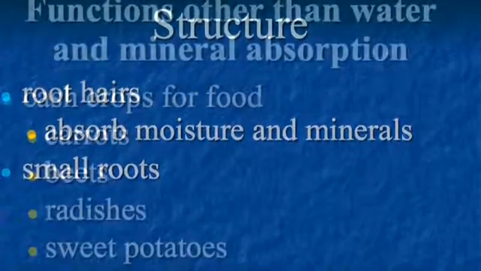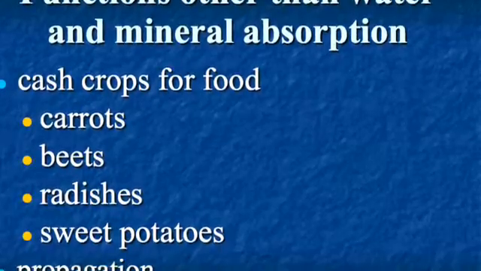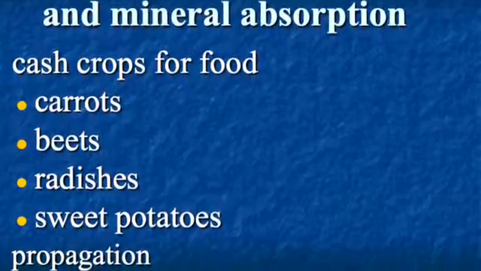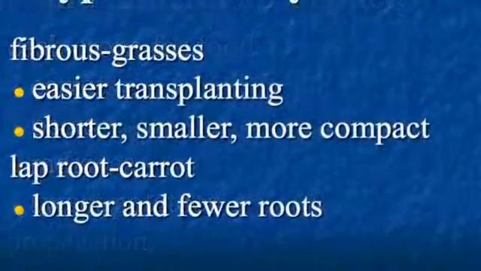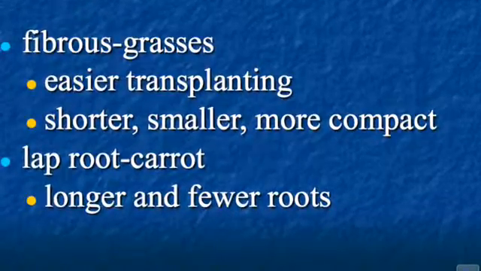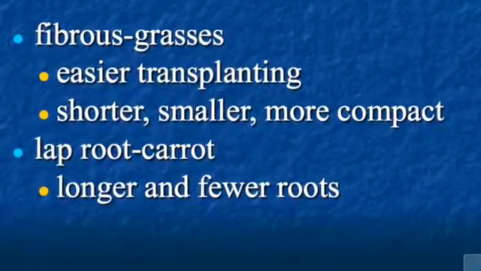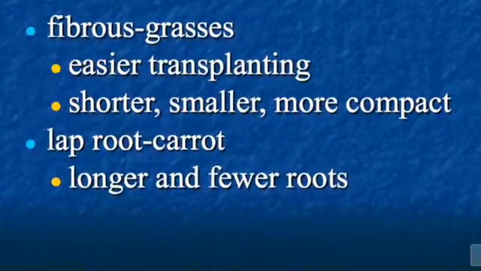Other than water and mineral absorption, we've got cash crops like carrots, beets, radishes, and sweet potatoes that come from roots. And then plants can also propagate, which means reproduce, through roots. There are fibrous root systems like grasses, and they're easier to transplant. They're shorter, smaller, and more compact. They also help reduce erosion. And then there's a taproot, like a carrot, with longer and fewer roots.